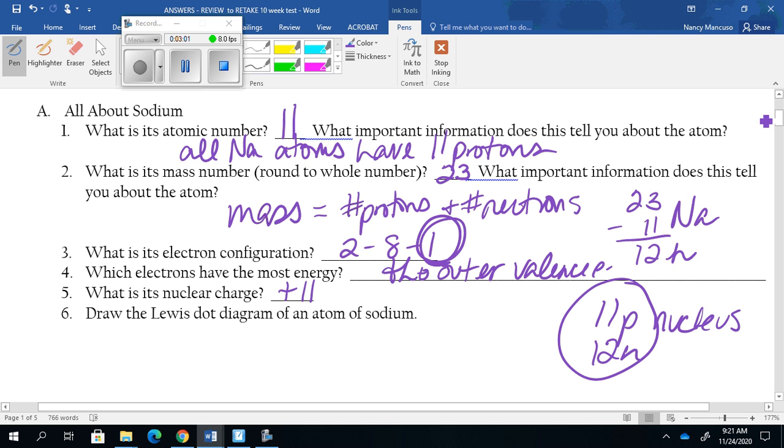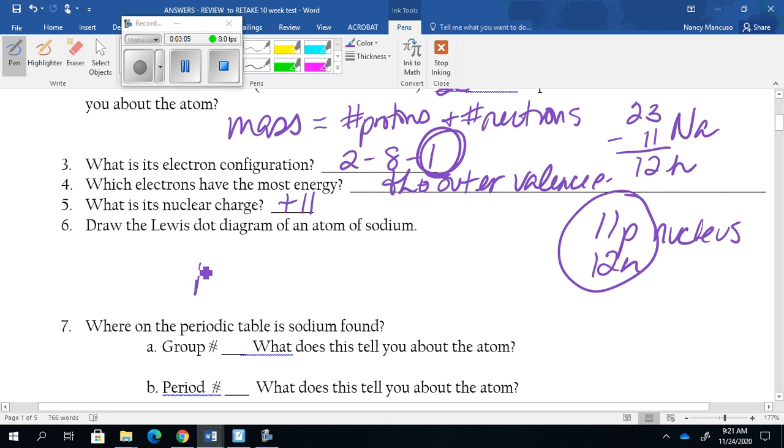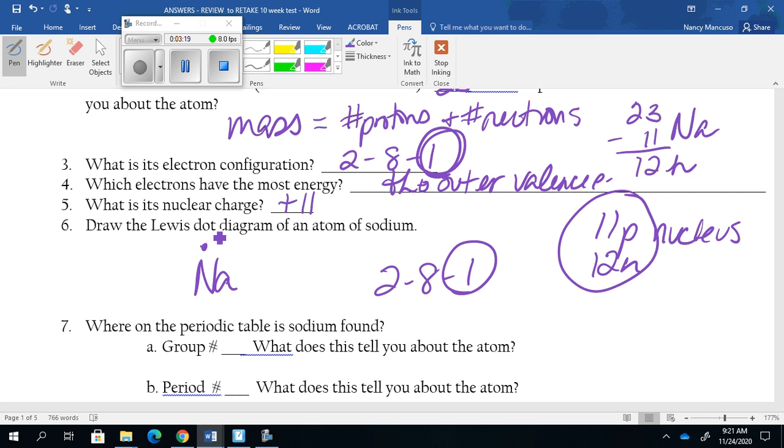All right, draw the Lewis dot diagram for an atom of sodium. So Na, we said that the configuration was 2-8-1. So I just need to show the 1 valence. So I put the 1 dot right there. That's it. Where on the periodic table is sodium found? So sodium is in group 1. What does this tell you? It tells me that it has 1 valence electron.